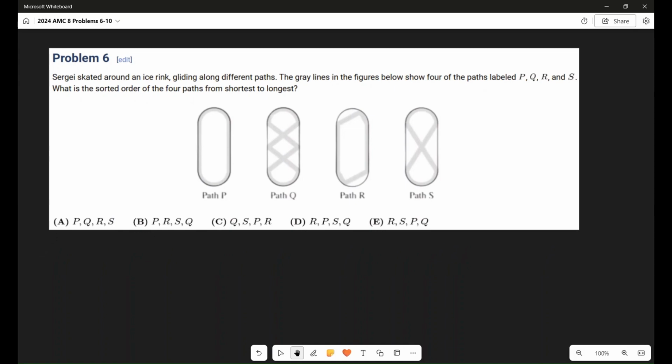Problem 6. Sergi skated around an ice rink, gliding along different paths. The gray lines in the figures below show 4 of the paths, labeled P, Q, R, and S. What is the sorted order of the 4 paths from shortest to longest?